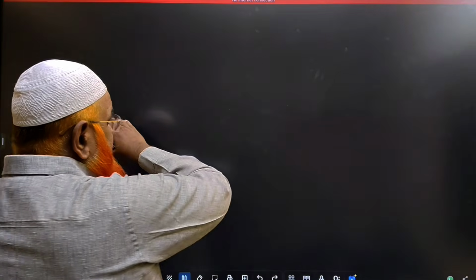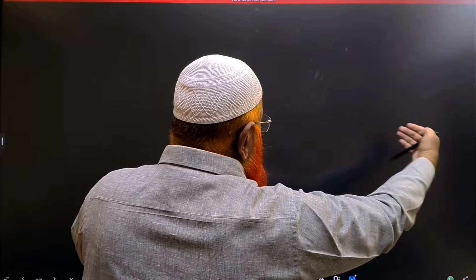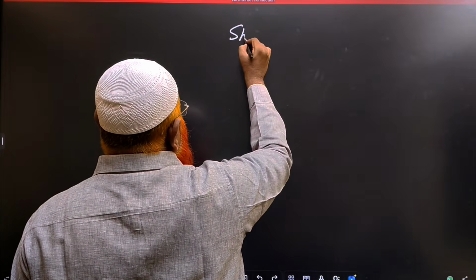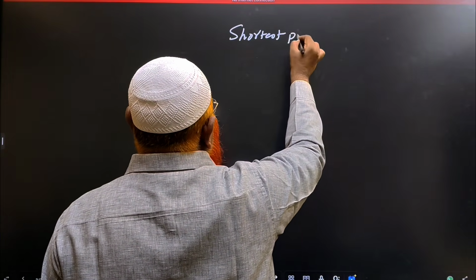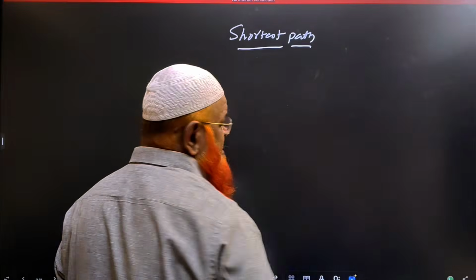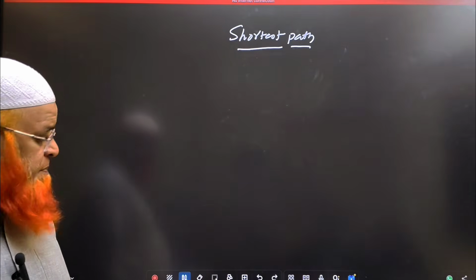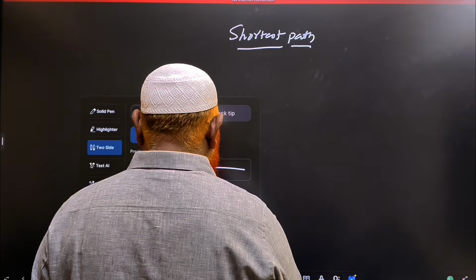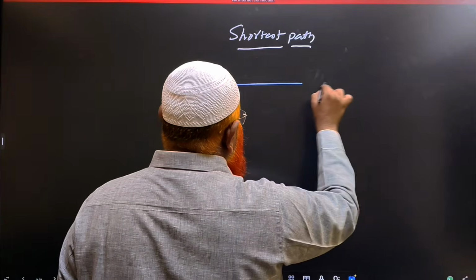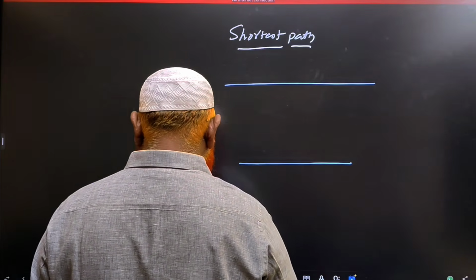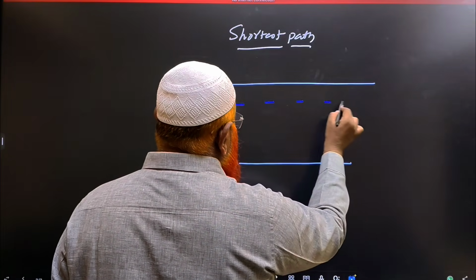The next thing is going along with the water and coming against the water. But today we shall discuss what is the meaning of shortest path. What is the meaning of shortest path? Let me tell you one thing here. Let us take this is a river flow, and the water is moving like this in the river.